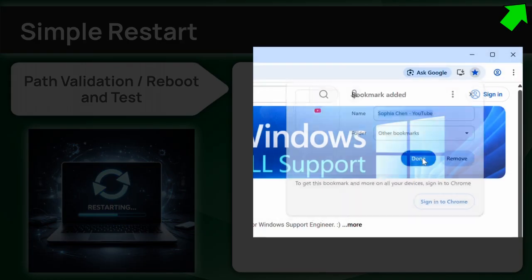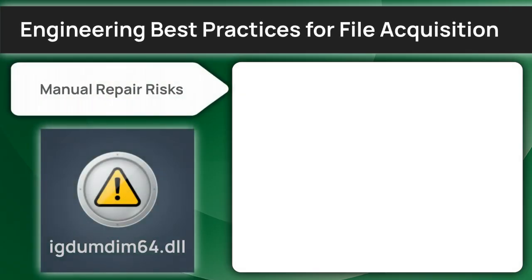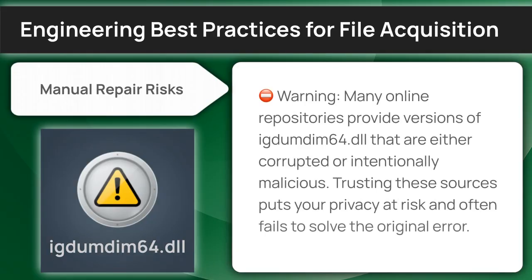As we finalize the restoration, it's important to observe standard security protocols regarding system files. From a diagnostic standpoint, the missing Intel Graphics UMDIM64DLL error is often just a symptom of a larger system conflict that a simple manual download is incapable of fully resolving.